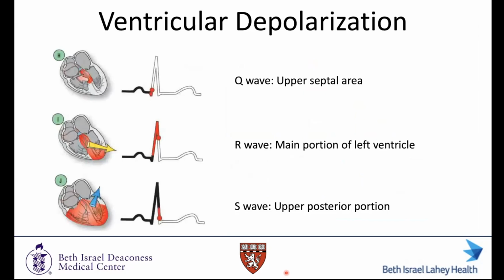And briefly, just to go into ventricular depolarization, it's helpful to sort of understand why the QRS complex looks the way that it does. So the first part of the QRS complex is made up of the Q wave, which is depolarization of the upper septal area. Then we have the R wave, which is the main portion of the left ventricle. Then the S wave, which is the upper posterior portion.